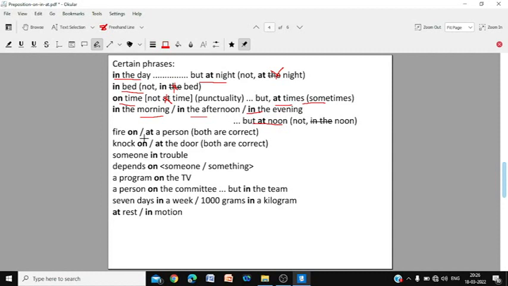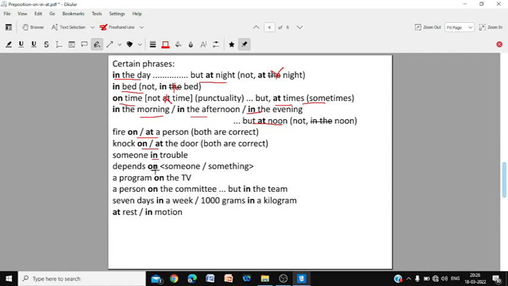Now here, we have a few sentences or phrases where both are permissible. Fire on a person or fire at a person. Both are correct. Knock on the door or knock at the door. Someone in trouble. You're always in trouble. That is surrounded by trouble.